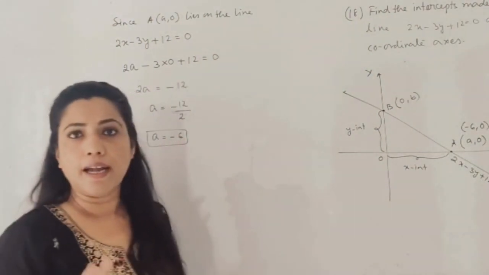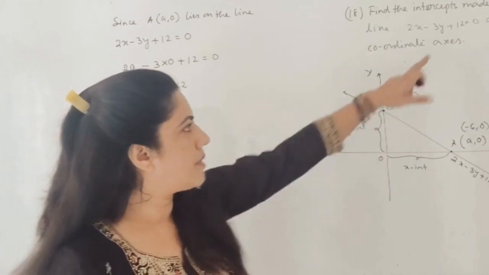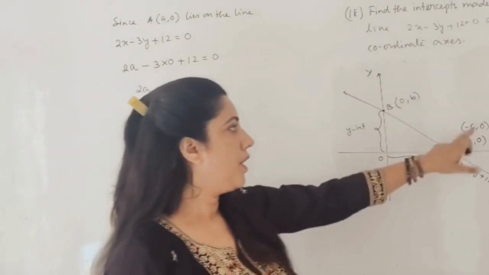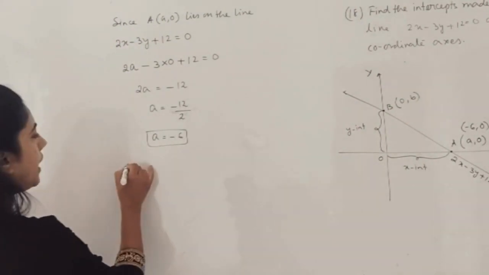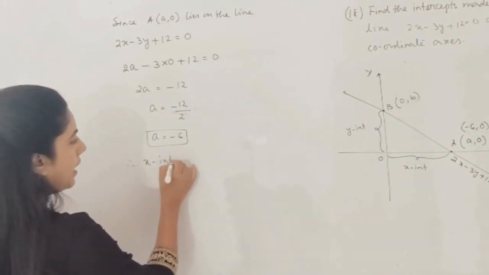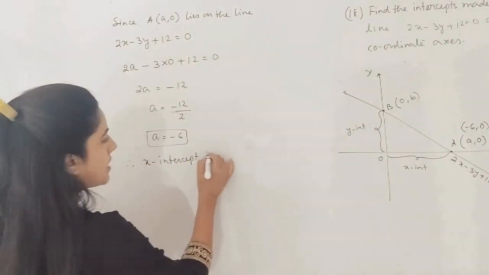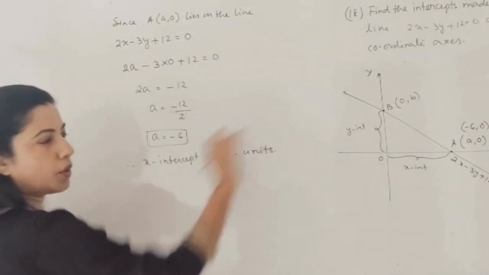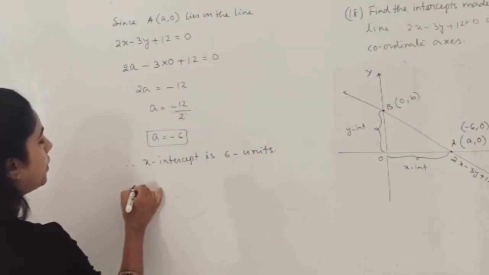Again, don't worry about the diagram. The point should come here, that means the line is lying like this. It is just for the understanding I am drawing a rough diagram. So minus 6, that means your x-intercept is 6 units. Okay? Similarly, do this for the B point also.